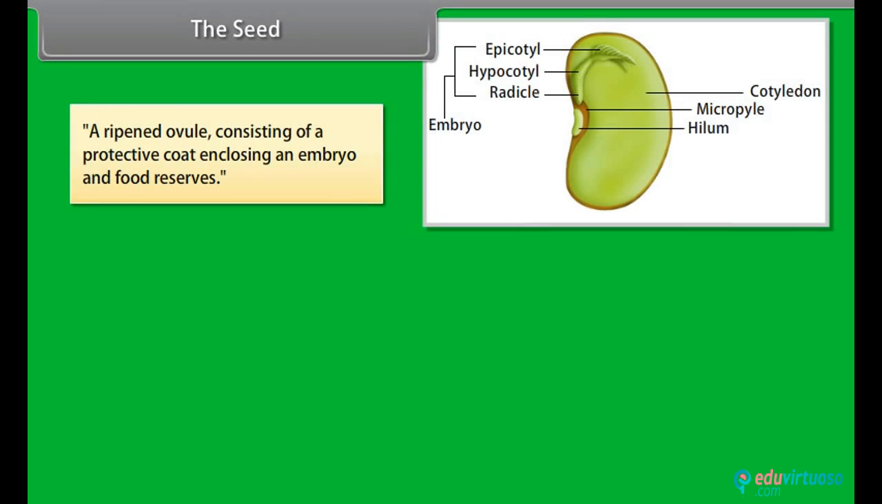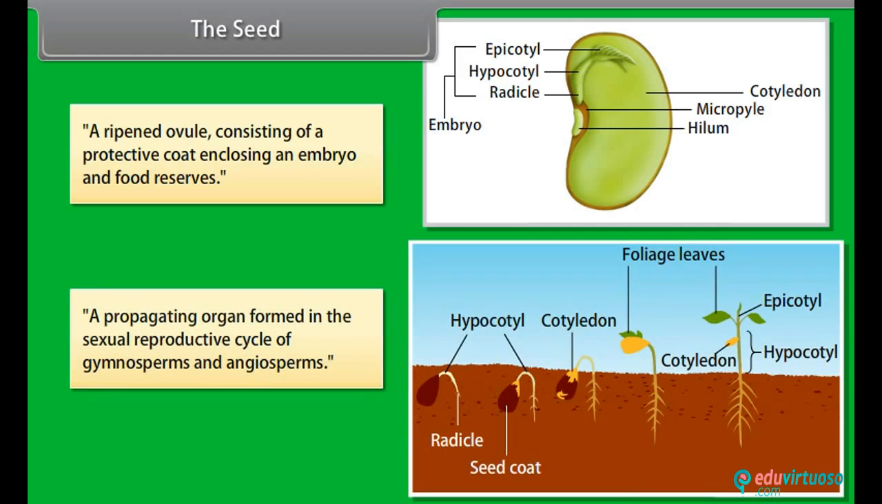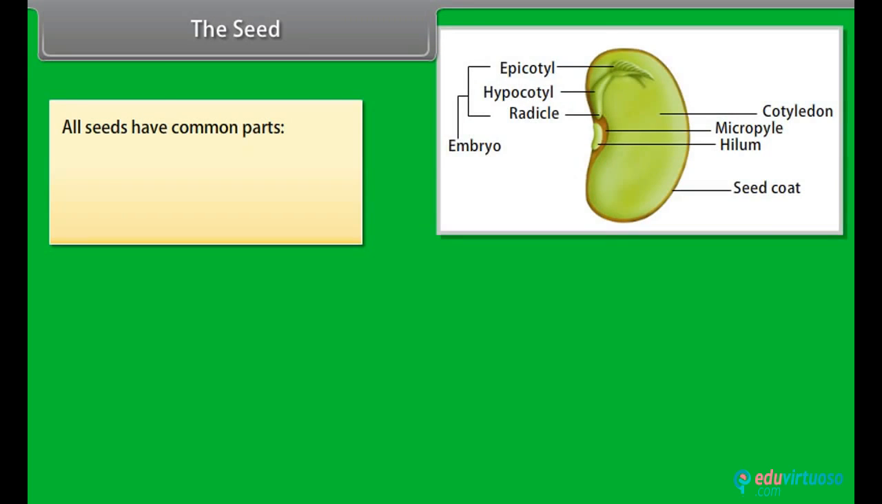The seed. A ripened ovule consisting of a protective coat enclosing an embryo and food reserves. A propagating organ formed in the sexual reproductive cycle of gymnosperms and angiosperms. All seeds have common parts: an embryo, stored food, and protective coverings.